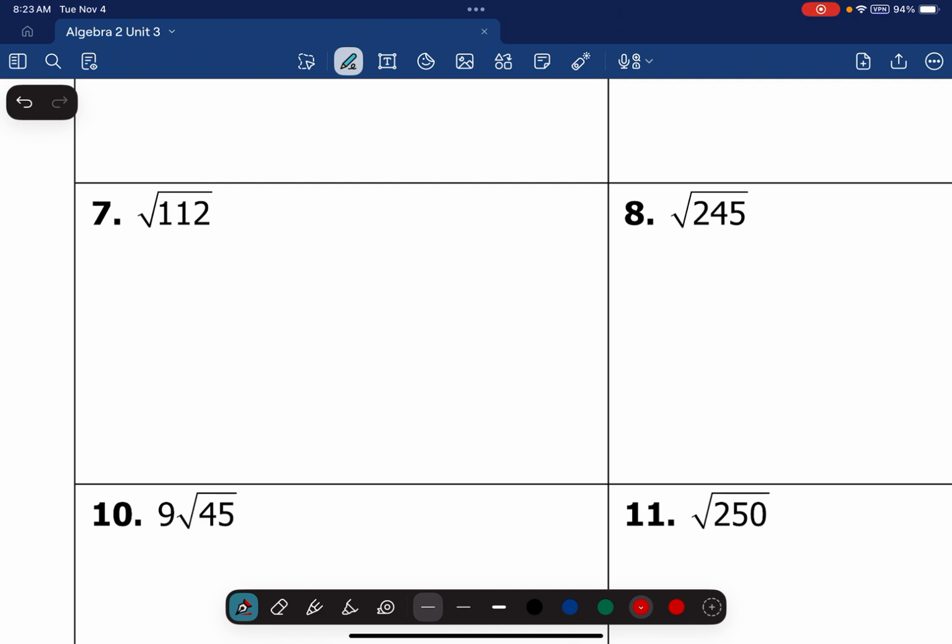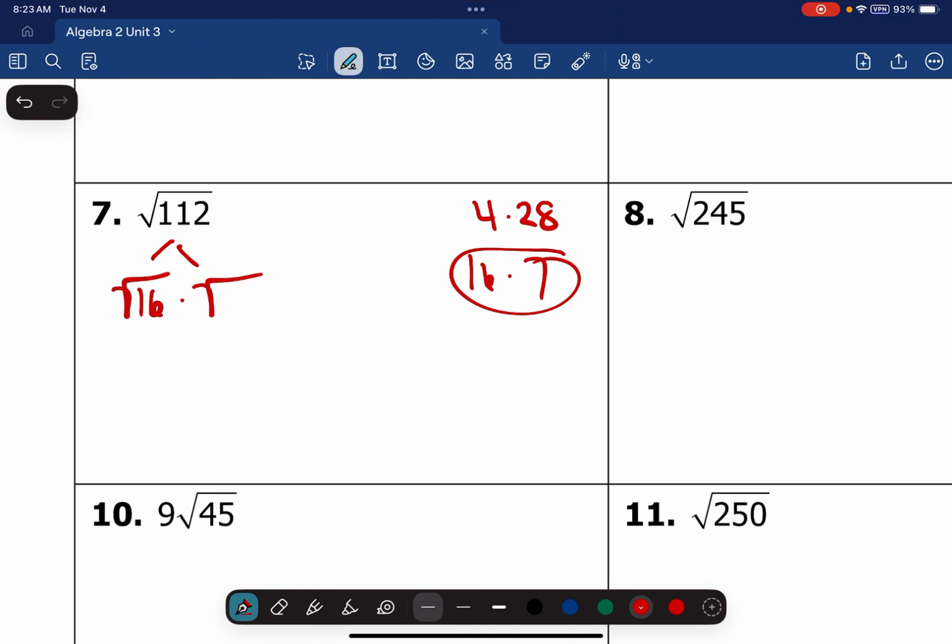So you would take 112 and you divide it by 4. 4 and 28 work, but is there a bigger perfect square? 112 divided by 9 gives me a decimal. 112 divided by 16: 16 and 7. We're going to pick those two. So this is really radical 16 times radical 7. Well, radical 16 is 4, and radical 7 stays radical 7, and that is our simplified radical.